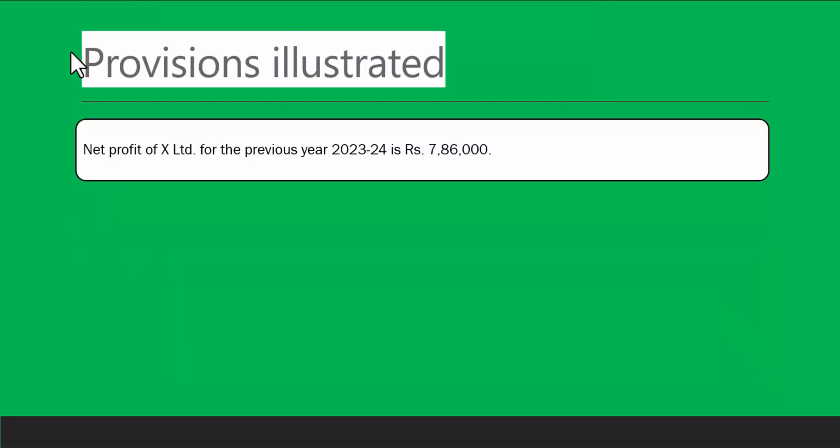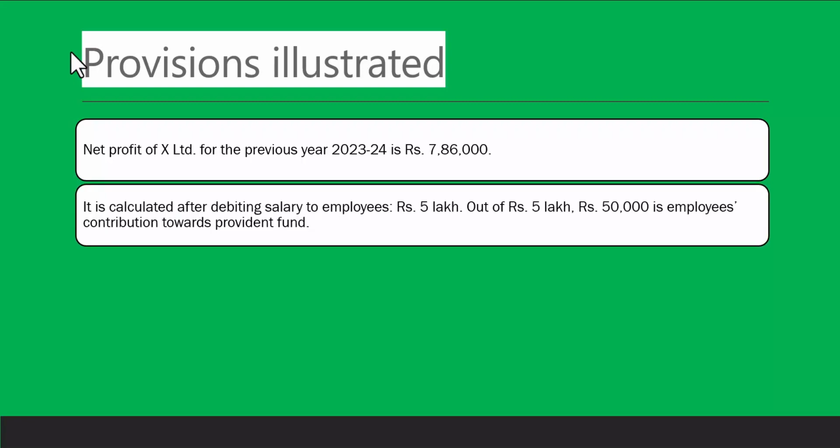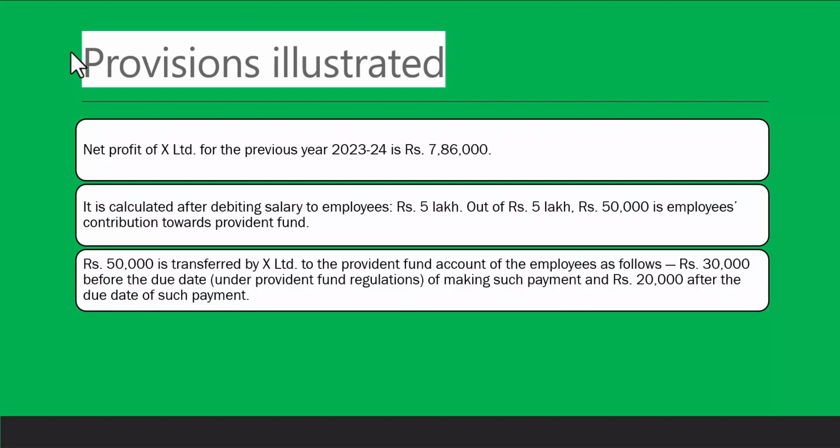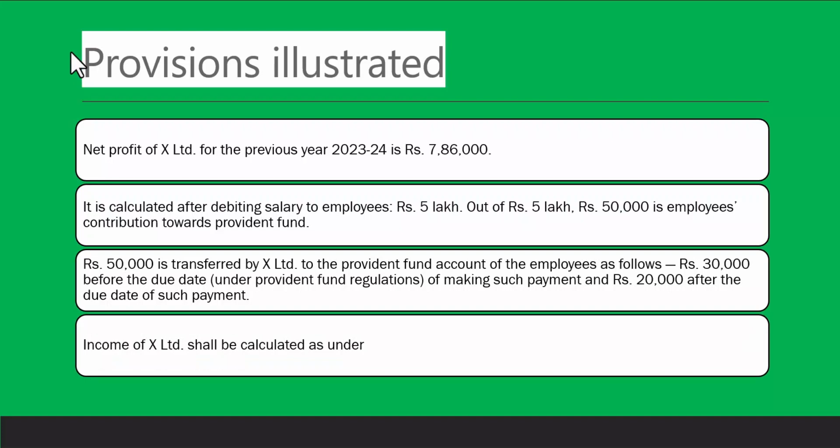So let's understand this through an example. Let's read this example. Net profit of X Limited for the previous year 23-24 is 7,86,000. It is calculated after debiting salary to employees, rupees 5 lakh. Out of rupees 5 lakh, rupees 50,000 is employees' contribution towards Provident Fund. Rupees 50,000 is transferred by X Limited to the Provident Fund account of the employees as follows: rupees 30,000 before the due date of making such payment and rupees 20,000 after the due date of such payment. Income of X Limited shall be calculated as under.